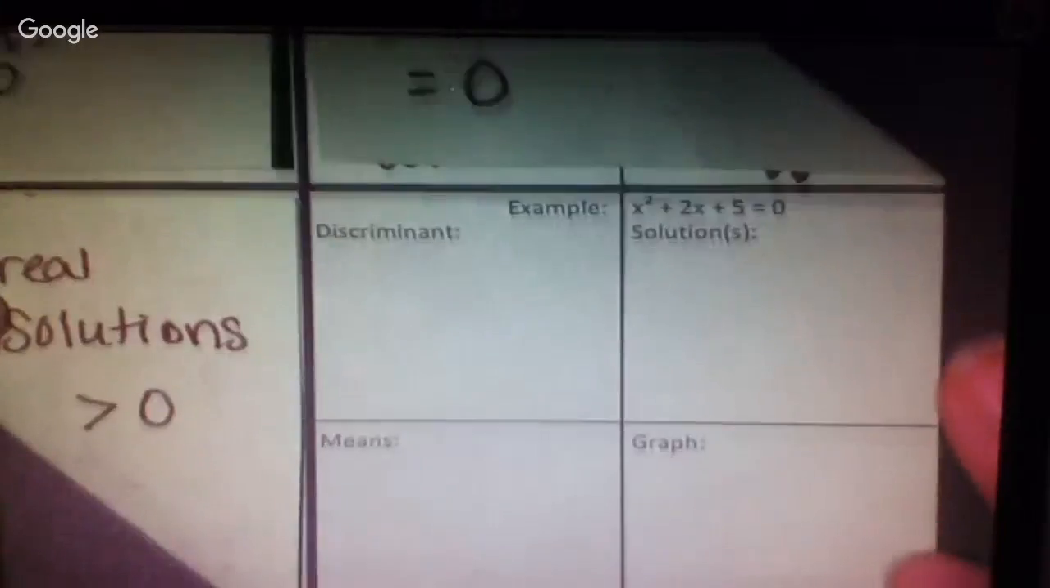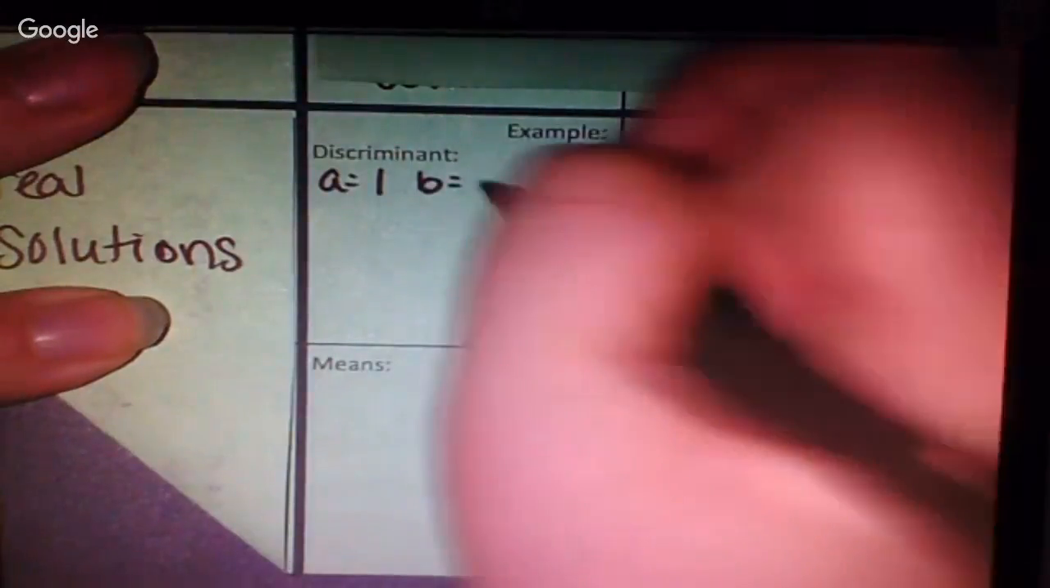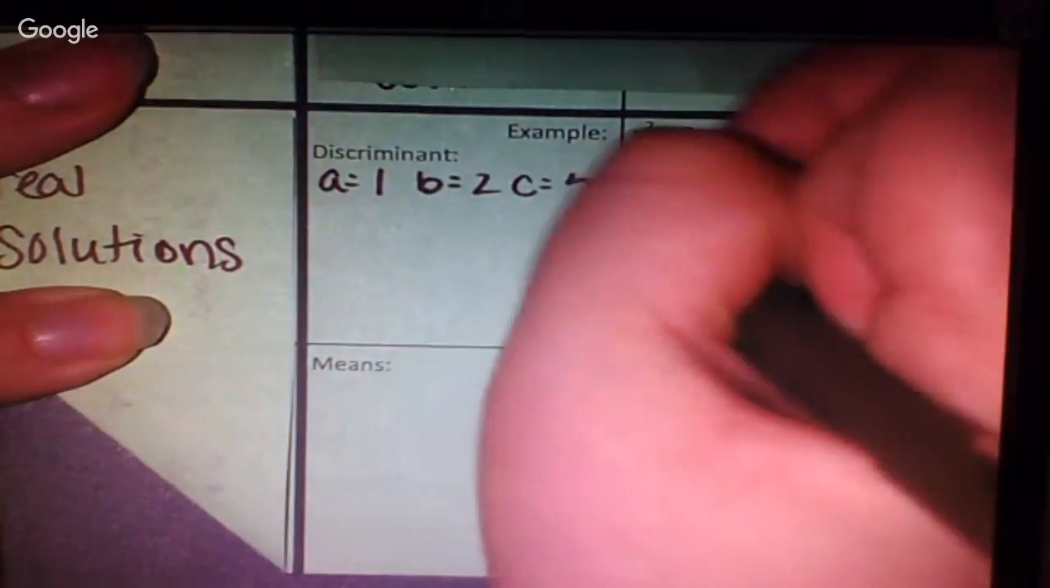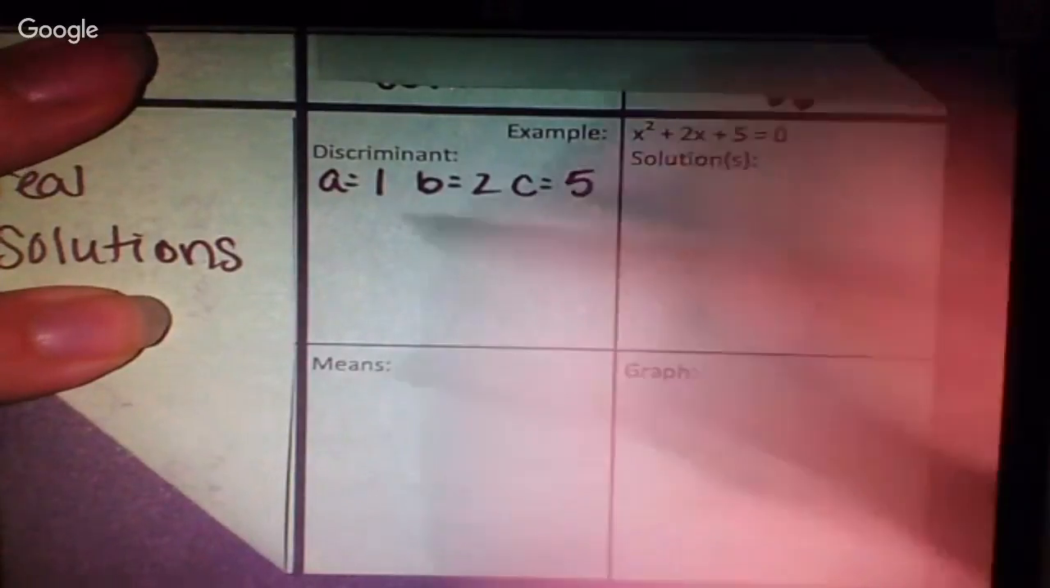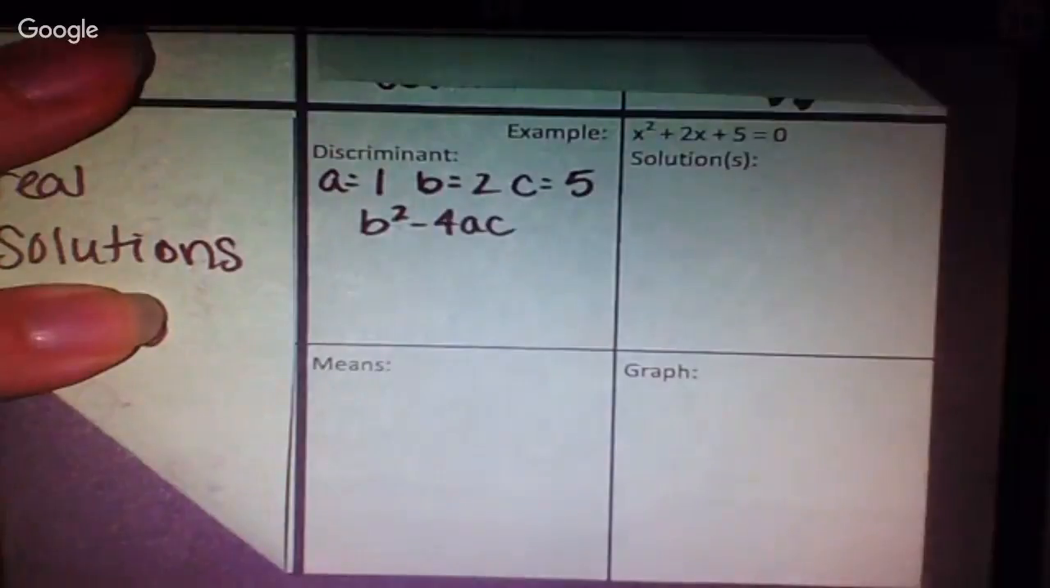Okay. So again, we identify my A value, which is what? 1. What is B? 2. And C? 5. Again, we plug it in here to figure out what's going on.